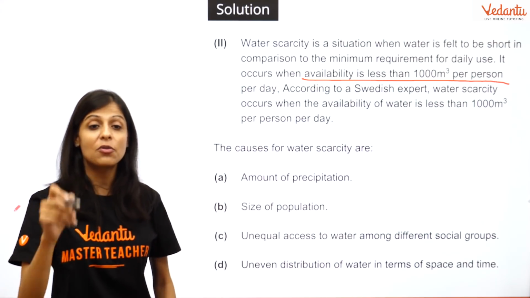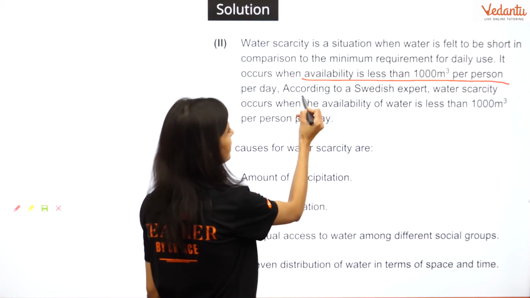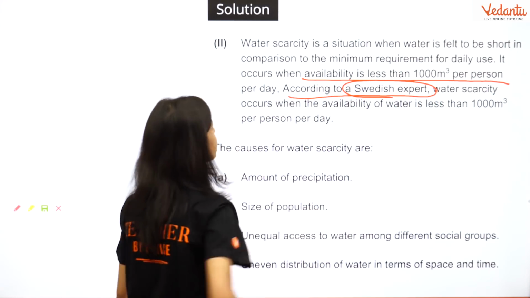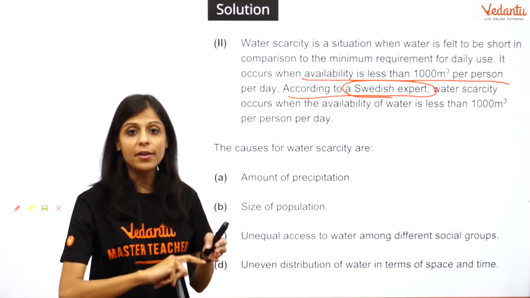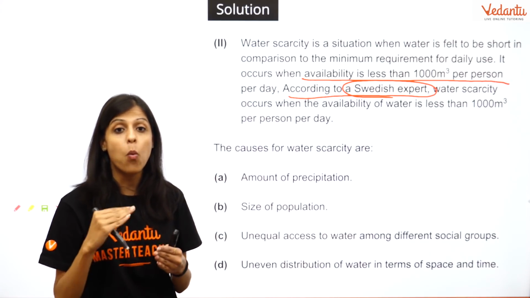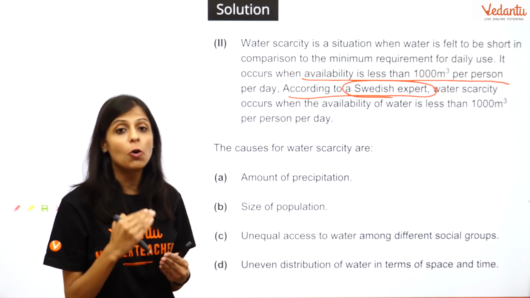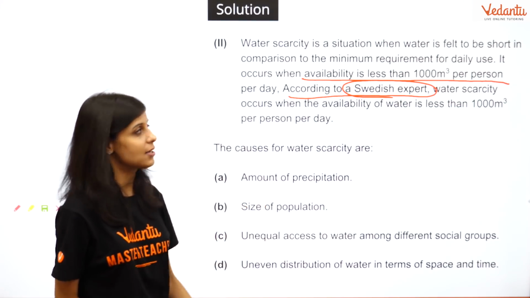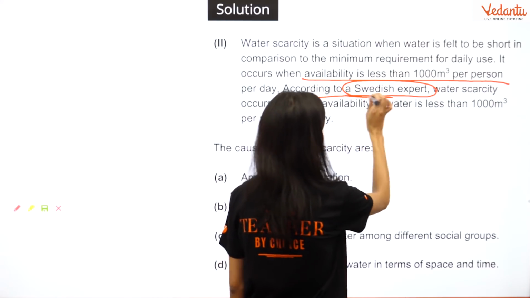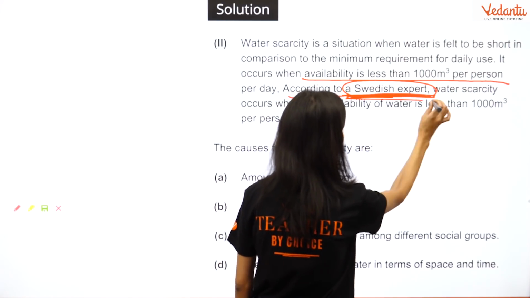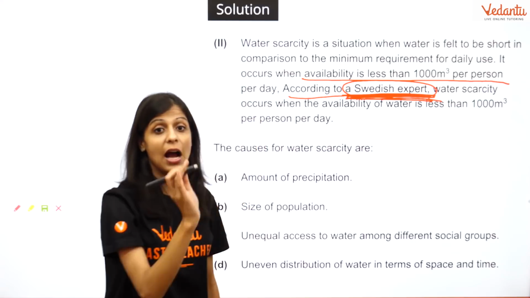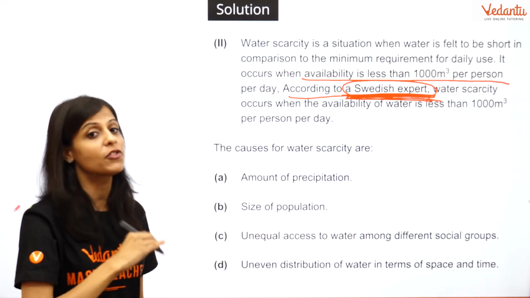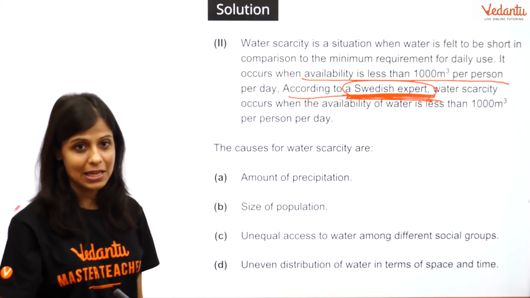And this has been rightly mentioned by, please underline, the Swedish expert, that water scarcity occurs when water availability is less than 1000 meter cube per person per day. So this is defined as water scarcity. You have to clearly mention that it is defined by the Swedish expert, which is what they are looking for. It is clearly marked in your book and you have to make a note of the same point in the answer as well.